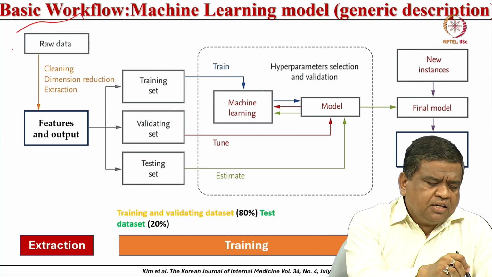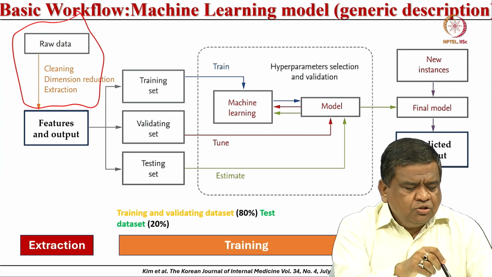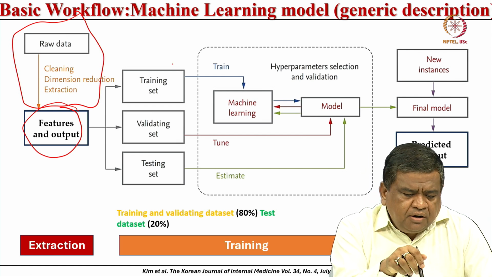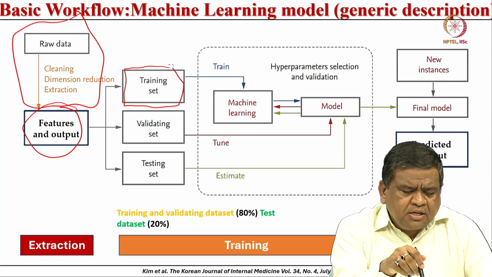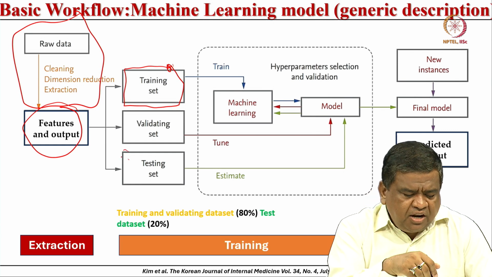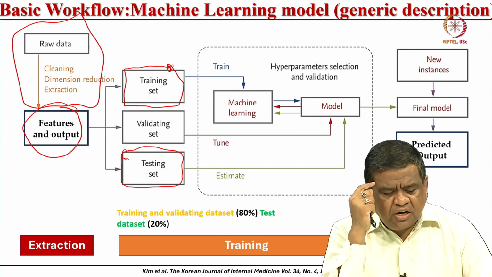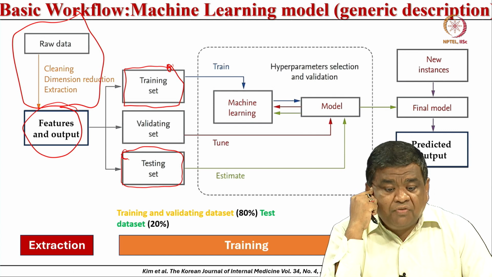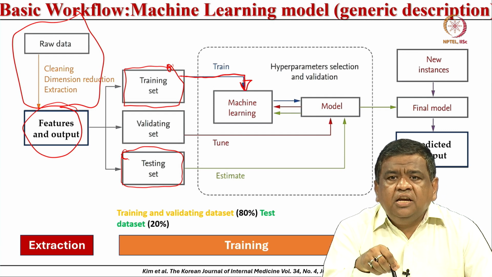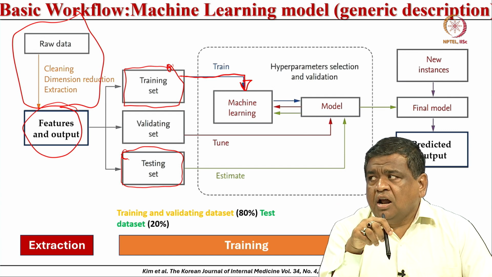So, you have raw data sets, and then you have cleaning, dimensional reduction and extraction. Then you get features and output, right. These are things you must now know by heart: you have a training data set and a testing data set. Training is 80%, testing is 20%, and testing often also includes validating sets. So, you train on this 80% unbiased or randomly selected portion of the overall 100% data sets.